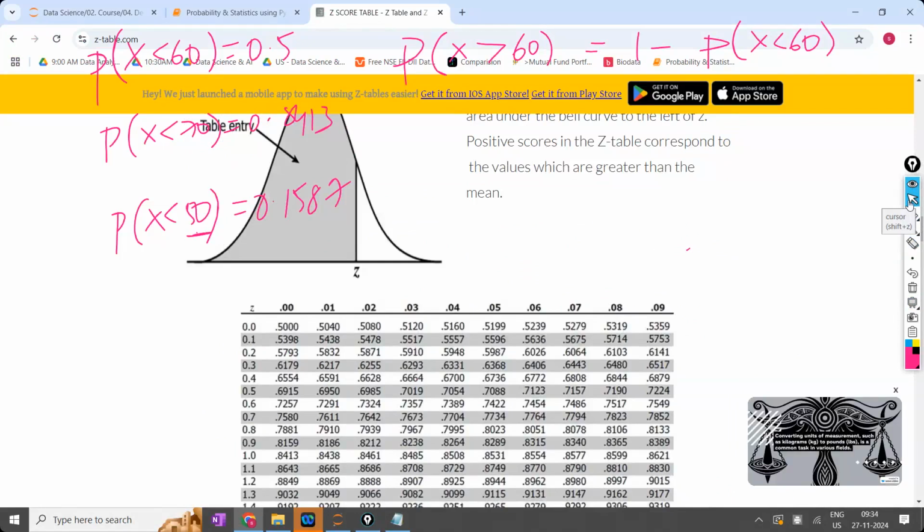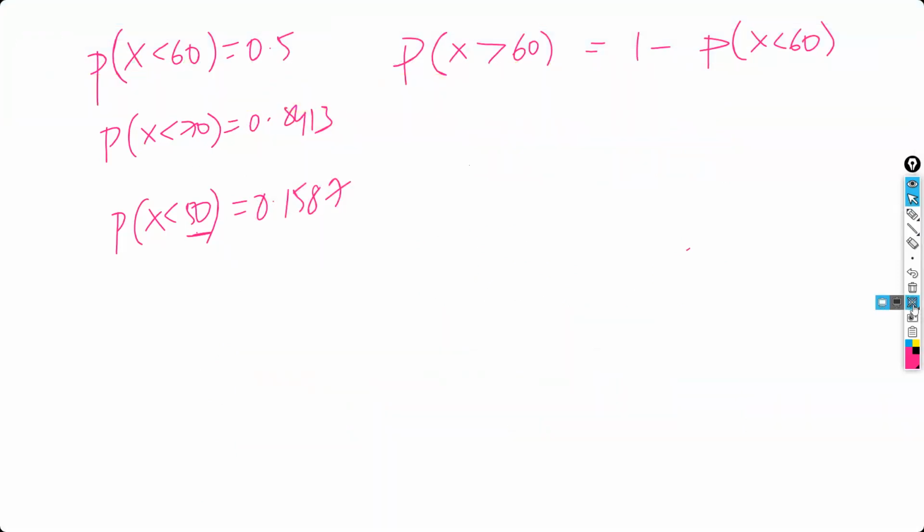Cumulative probability always starts from the starting to that point. It will not start from here. Cumulative probability always starts from the minimum value to that point. If you open the cumulative probability concept where I have explained the table, it always starts from the first point to that point. So if you want to calculate for more than, that means the right side area, you calculate 1 minus, because the total area is 1. The total probability is 1.